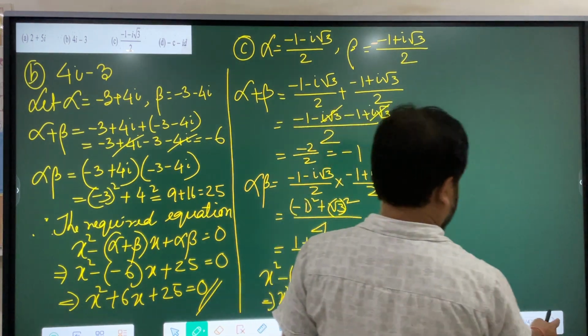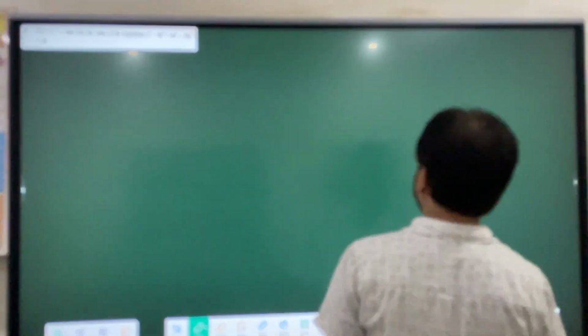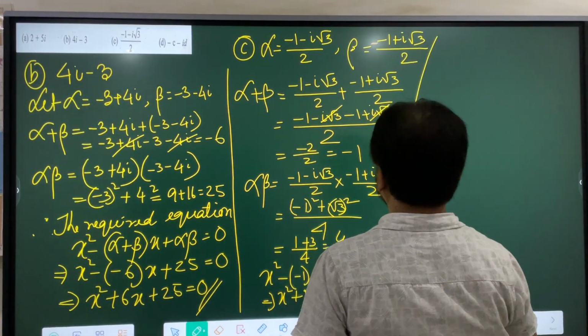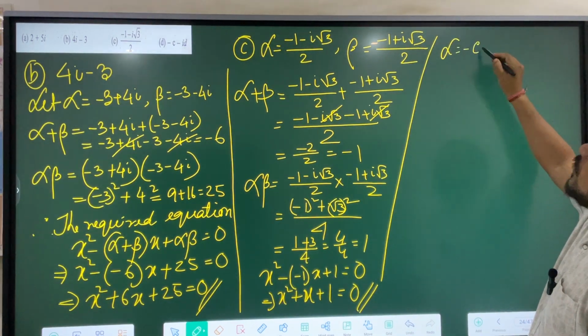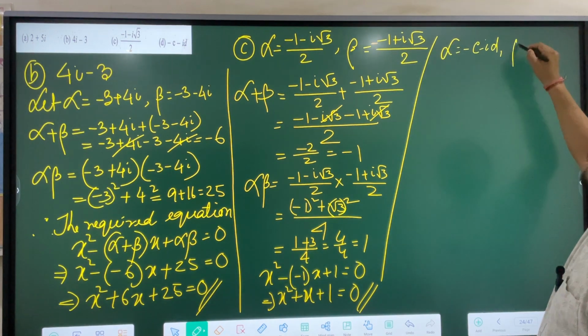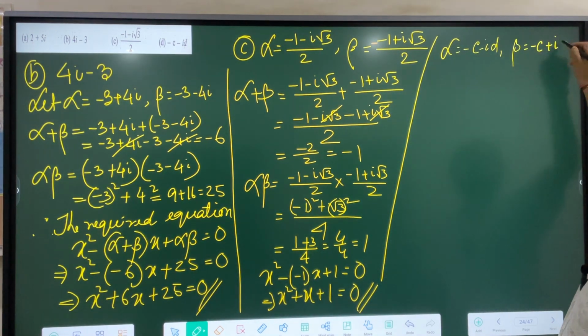Number D. For D there is no space. Okay, let us do it here. Alpha is equal to minus c minus id, so beta equals to minus c plus id.